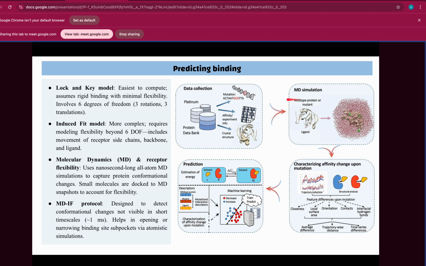So this is the representation of how the data is collected. From the Protein Data Bank you can get the structure of the protein, and you can study the mutations, affinity experiments, and crystal structure of the protein. So all this information can be collected. MD simulations could be performed with the wild type protein or the mutant protein, and then the ligand is taken. The ligand is docked into that particular protein, its affinity is calculated, and how its affinity changes if you make any mutation in the protein.